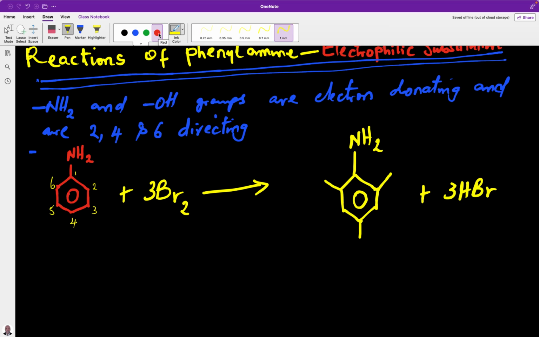We will have bromine here. We will also have bromine here. I will also have bromine here. I said 2, 4, 6. 2, 4, 6. And these are the positions.